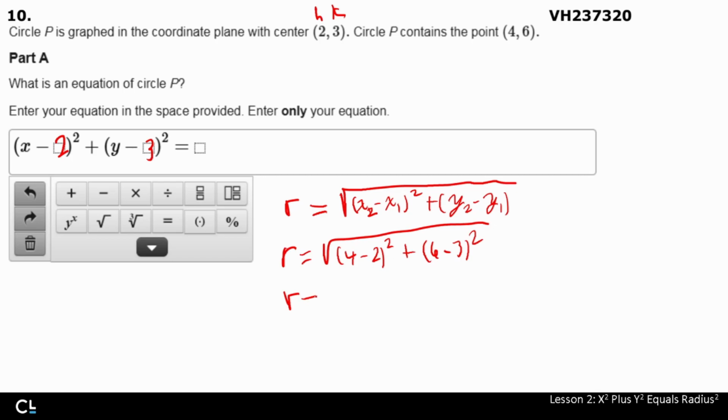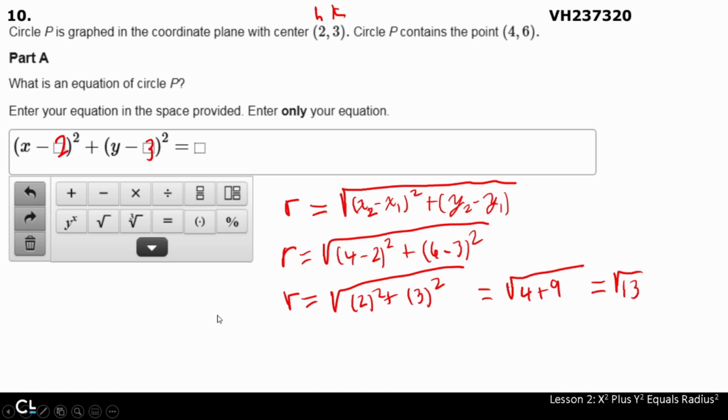So once again, we slowly simplify. This is going to be a square root. 4 minus 2 is 2 squared plus 3 squared. Next up, square those. And we get the square root of 4 plus 9. That's going to give me square root of 13. And this is what we're going to have to simplify. Go to our calculator, do square root of 13, and that's going to give me about, our final answer, r, is about 3.6.